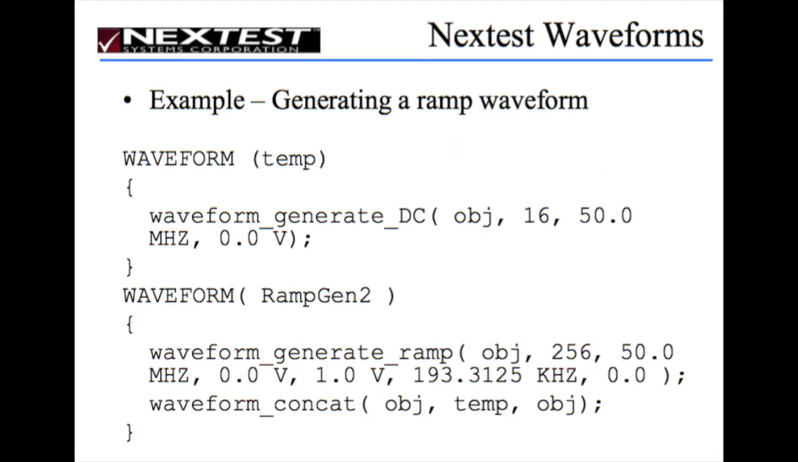And here's an example of generating a waveform. This is a ramp wave. We're going to generate a ramp wave. Waveform generate DC, object, 16 samples, 50 megahertz sample frequency, and 0 volts. So that's just generating DC. Waveform generate ramp, object, 256 samples, 50 megahertz sample rate, 0 volt to 1 volt. Boy, I wish I had this back when I was working with analog devices. I had to write my own for this.